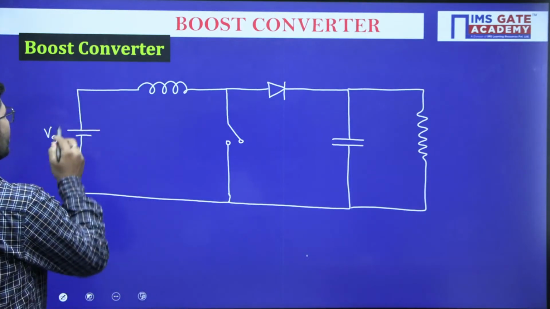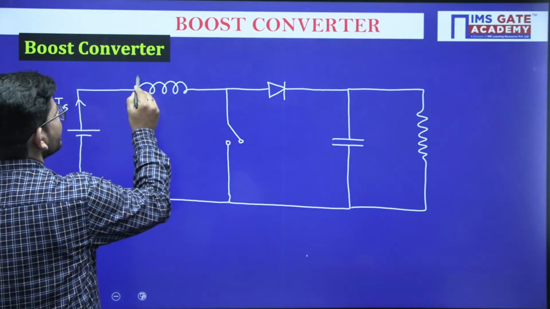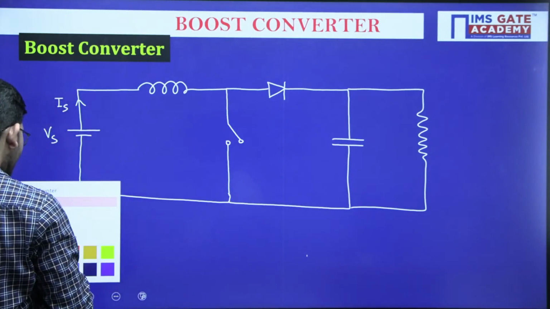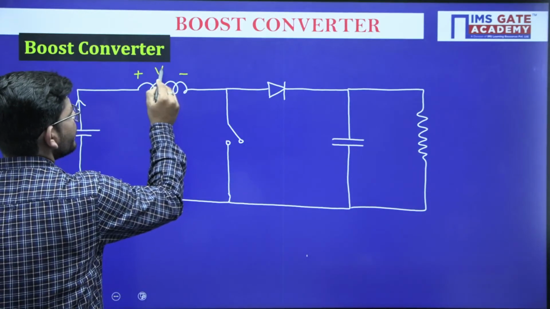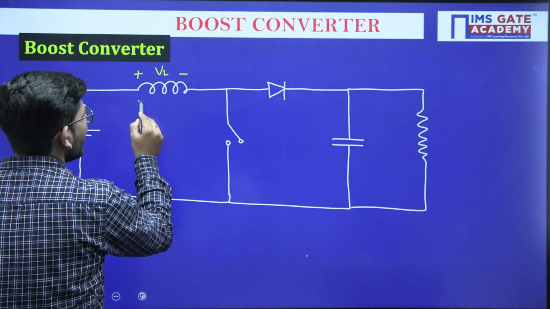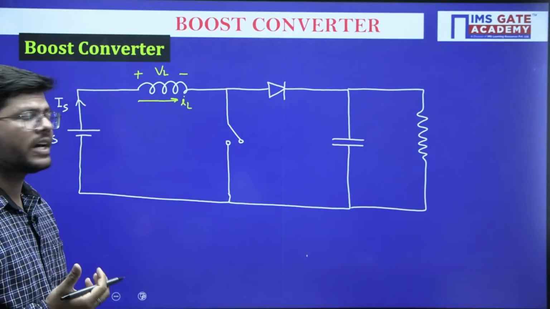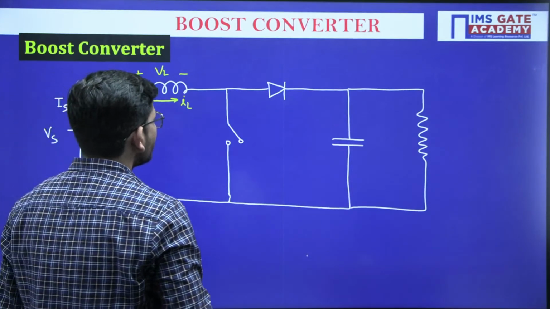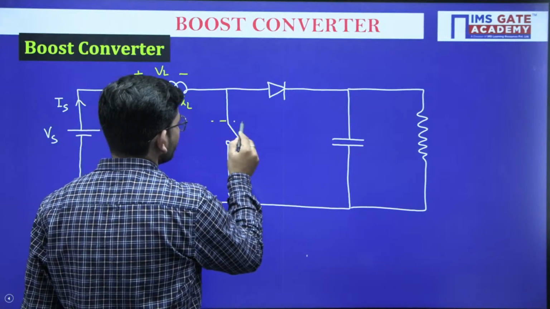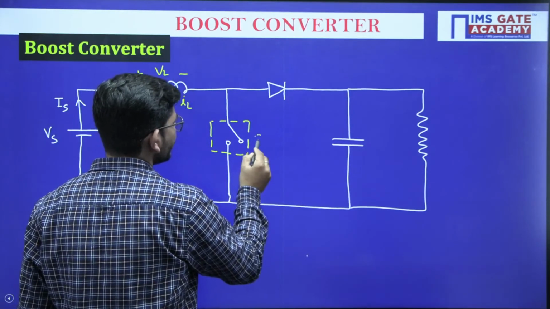This is the input voltage that we have, this will be the input current, and this is the inductor that we have. Now regarding the inductor, we will assume that this polarity of inductor voltage will be taken as the reference polarity, and if it is carrying current in this direction, this will be considered as positive current. So this is regarding the inductor. Now this is the switch that we have. So this is our switch.